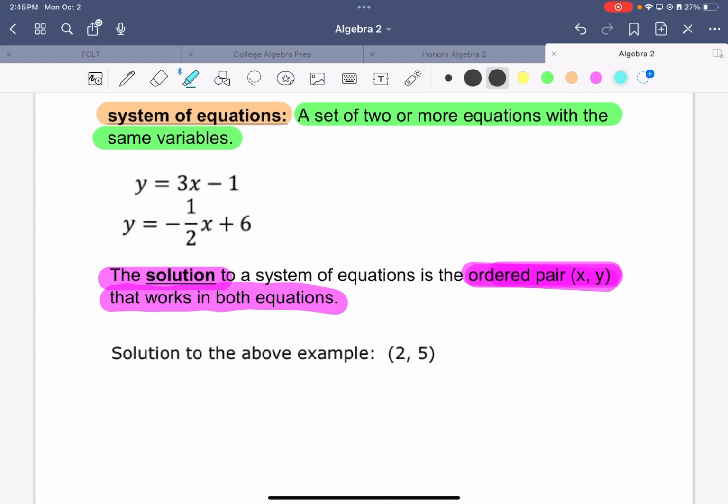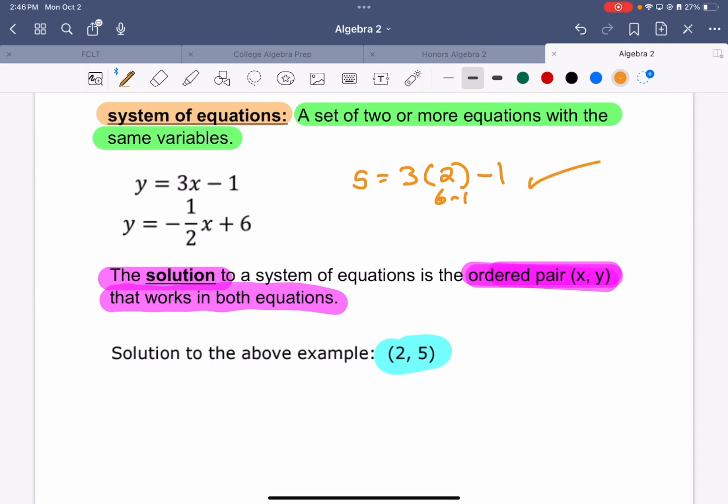So in the above system of equations, the solution is (2, 5). What we can do then is check to see if that is the true solution by substituting my y value with a 5 and my x variable with a 2. 5 does, in fact, equal 6 minus 1. So I know that works for the first equation.